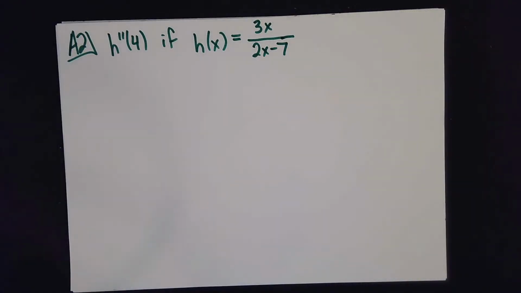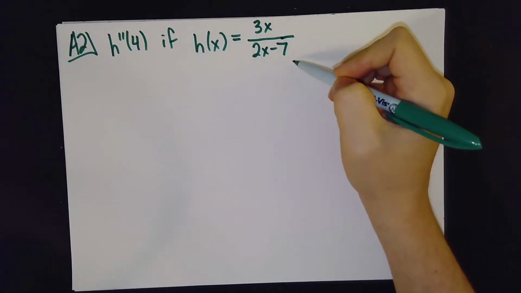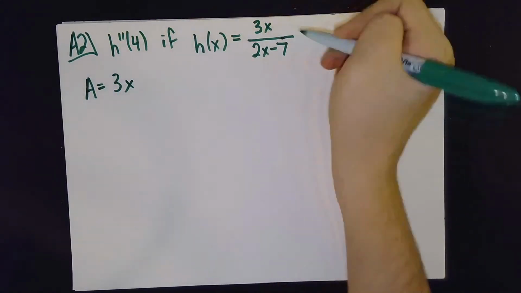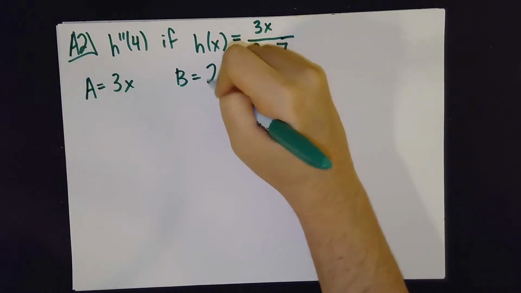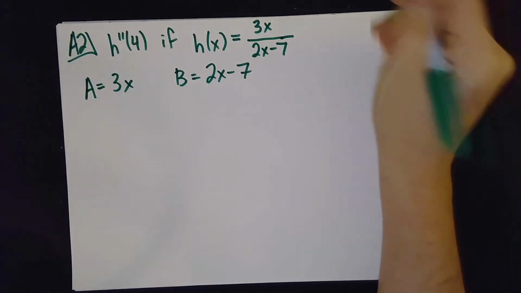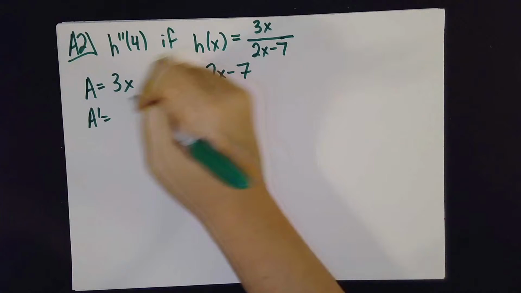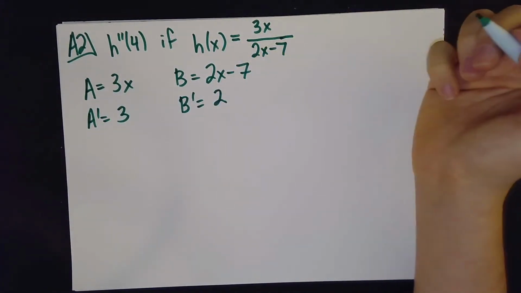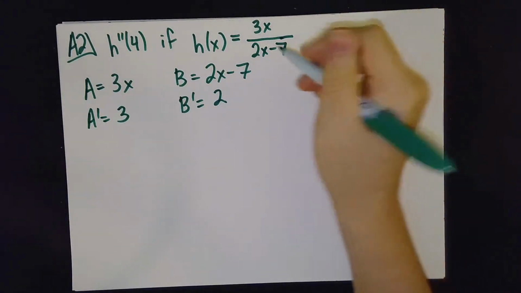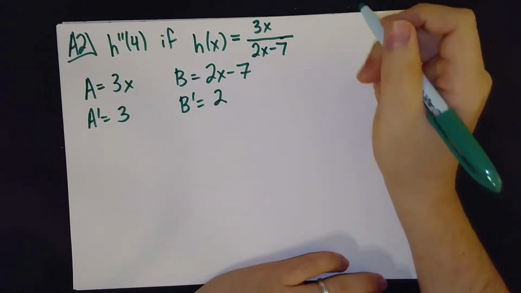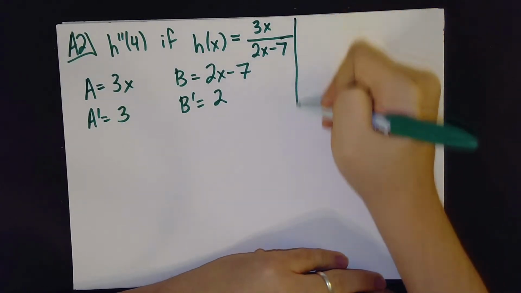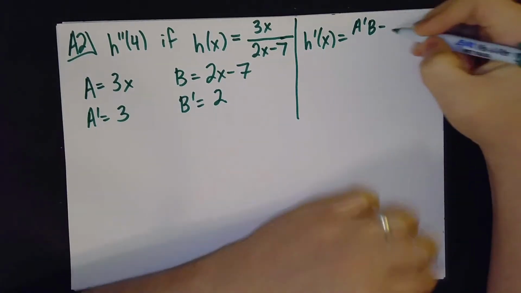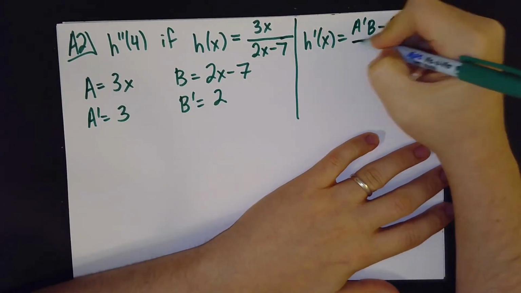Okay, so this is a quotient rule question. So A here has to be my numerator, B here has to be my denominator. A prime will be 3, B prime will be 2. So when I go ahead and write down the quotient rule here, it will tell me h prime of x is a prime b minus ab prime over b squared.